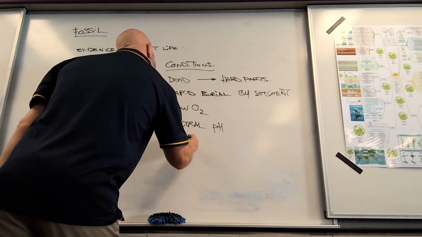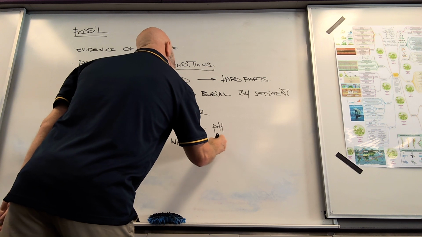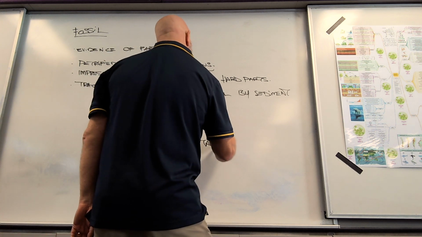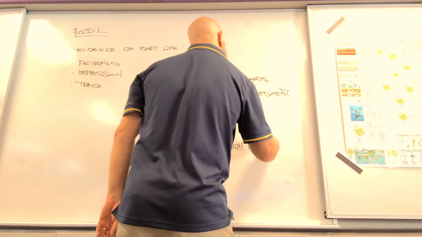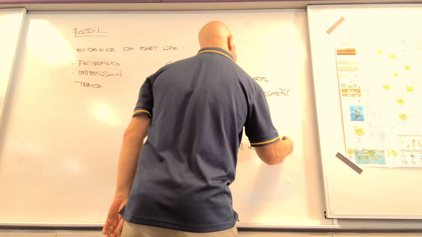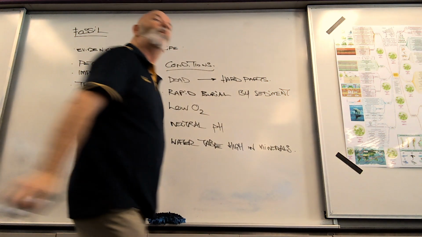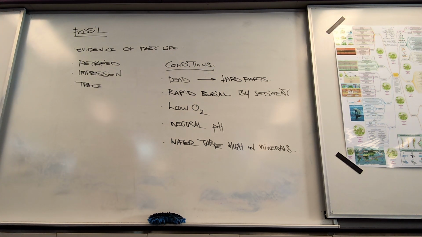Water table high in minerals. Why is having a water table high in minerals important? So the minerals can replace the bone. Well done. So the minerals can replace the organic parts of the organism.